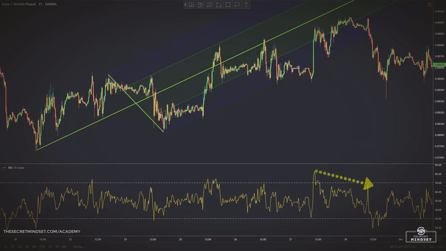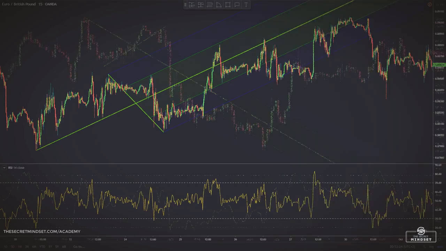In this first example, you can see how the bearish divergence was formed with price making a higher high, while the relative strength index was making a lower high. The price eventually broke down through the lower median line, following the price failure.